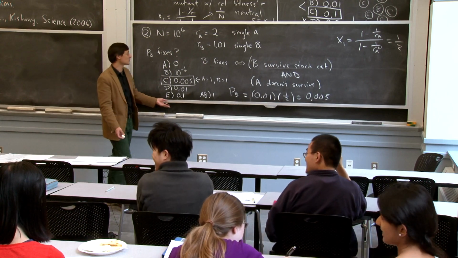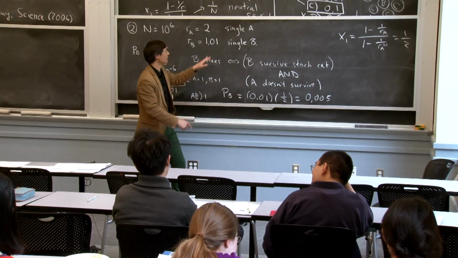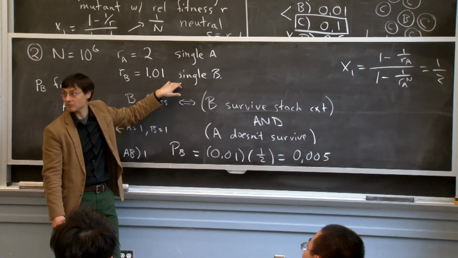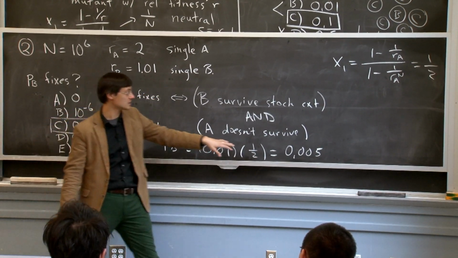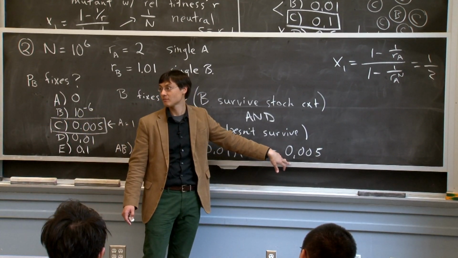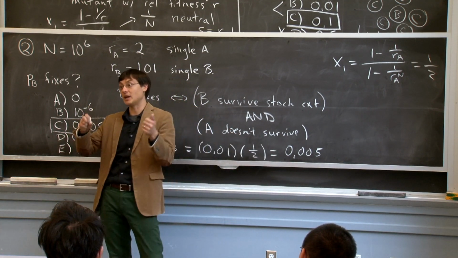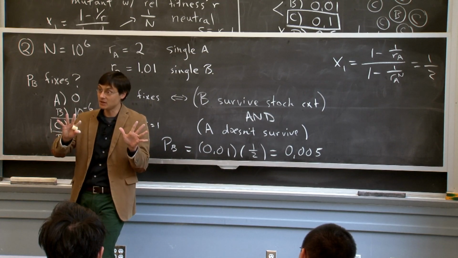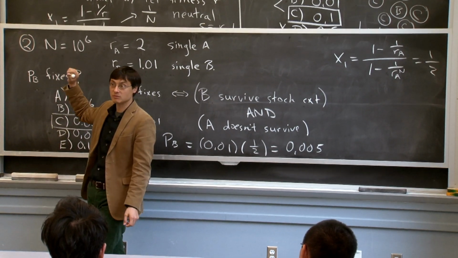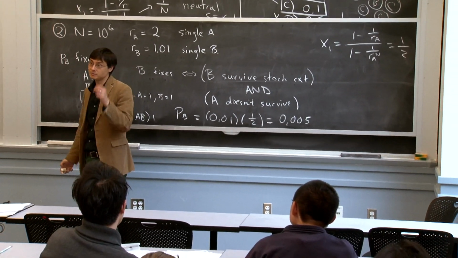Okay. So what I want to know is, we just did the problem when we had a single mutant A and a single mutant B, and we found the probability that B fixes was 0.005. Now I want to know, does anything change if instead of a single A and single B, we have 10 A, 10 B, and the rest just having relative fitness 1?